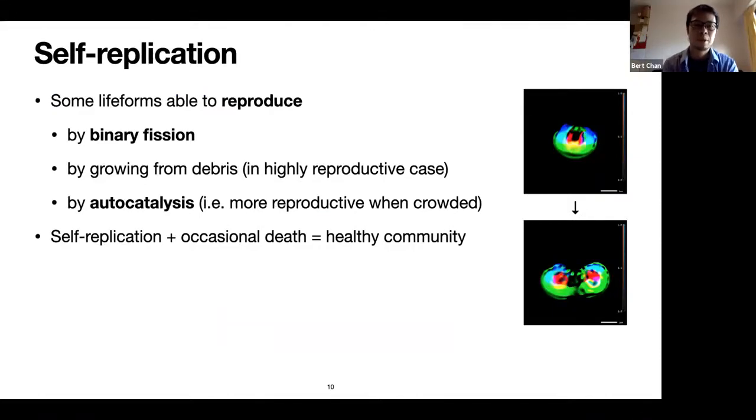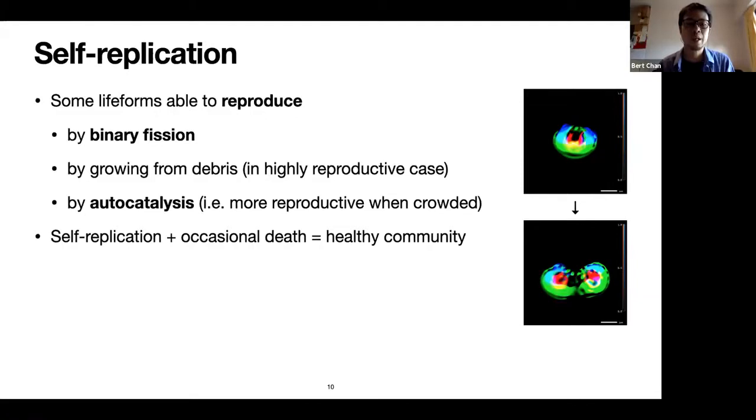The second phenomenon is self-replication. Some species of life forms are able to reproduce themselves. It's usually done by binary fission. That means one creature sometimes separates into two copies. In some cases, that is highly reproductive. They can even grow from debris.